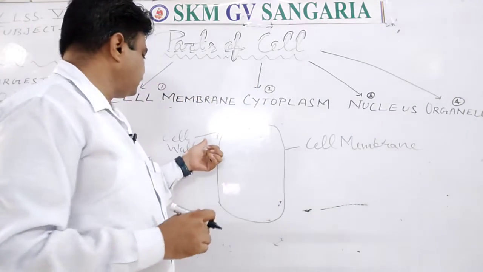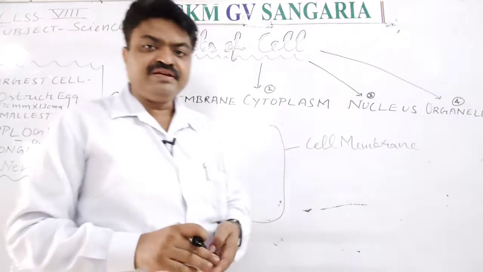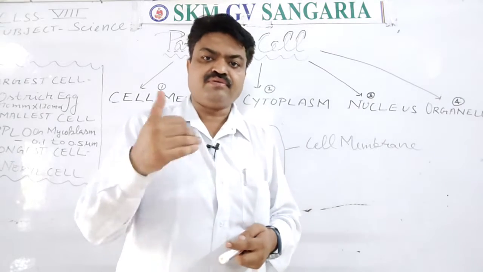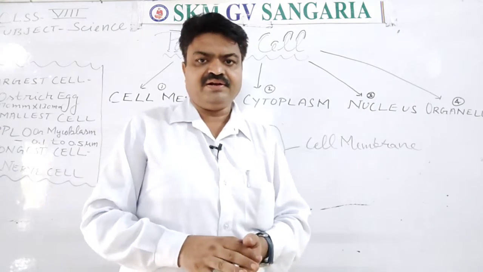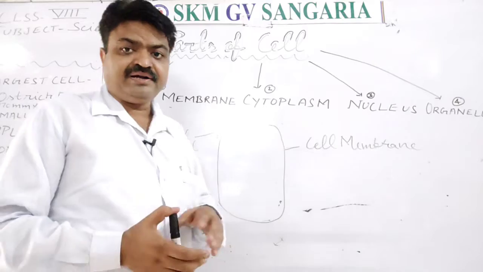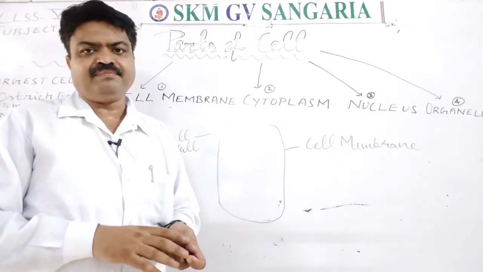So it is the cell wall, students, and this cell wall is made up of cellulose. Cellulose is a particular type of carbohydrate. So it is found only in the plant cell. So the plant cell has two coverings. First is the cell wall, second is the cell membrane.